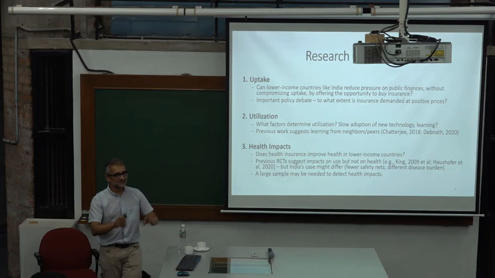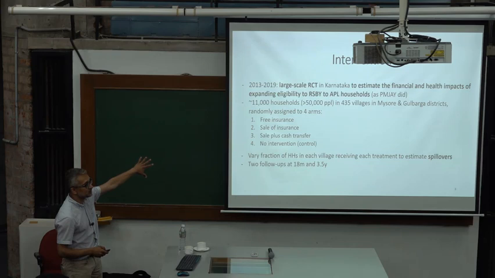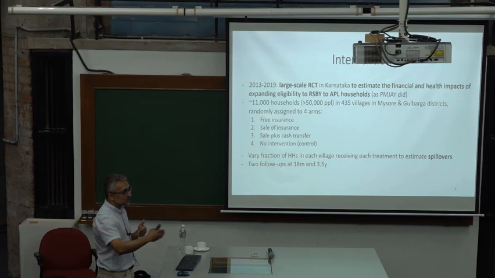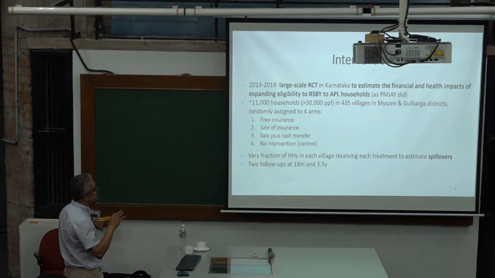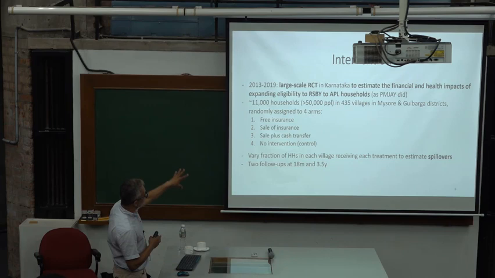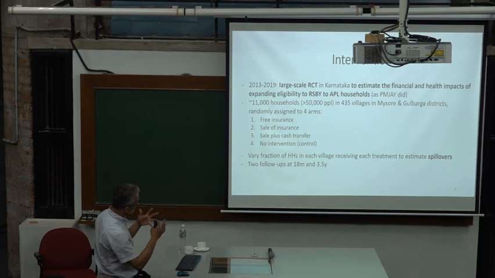You'll still see everything. All right, here's the intervention. This is a study that, again, we designed to be a longer-term study because of concerns that Tarun raised. So it's 2013 to 2019. It's actually 3.5 years of follow-up, so not 6 years of follow-up. It's very large. We're going to show you, it's 11,000 households with roughly 55,000 members or so included in this. It's in Karnataka in two districts.